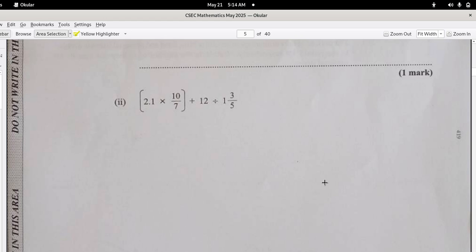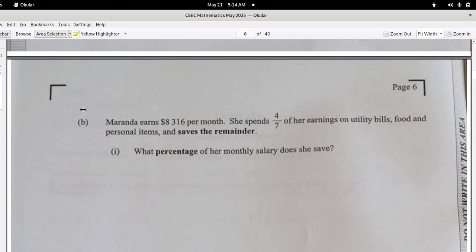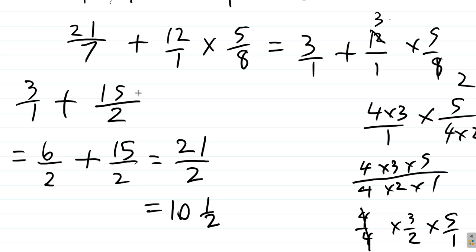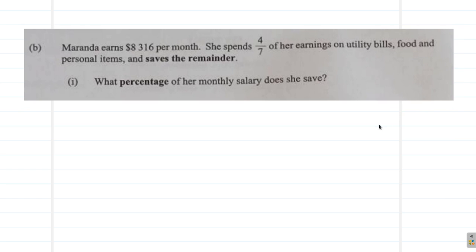Now, let's see what else is going on here. Now, let's copy this. I'm going to just erase the board here and paste this. It says Miranda earns $8,316 per month. She spends 4/7 of her earning on utility bills, food, and personal items, and saves the remainder. What percentage of her monthly salary does she save?